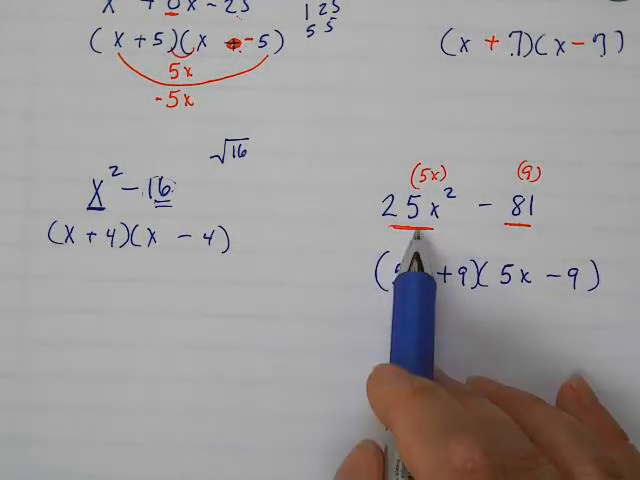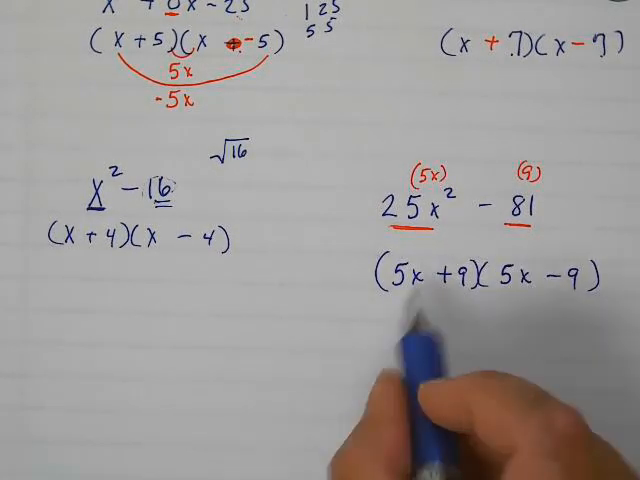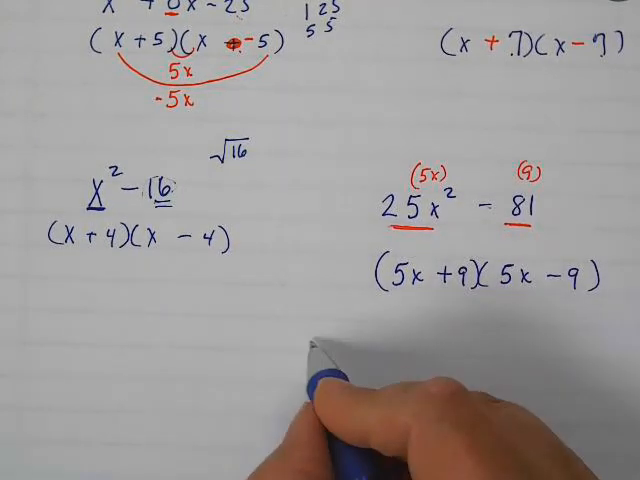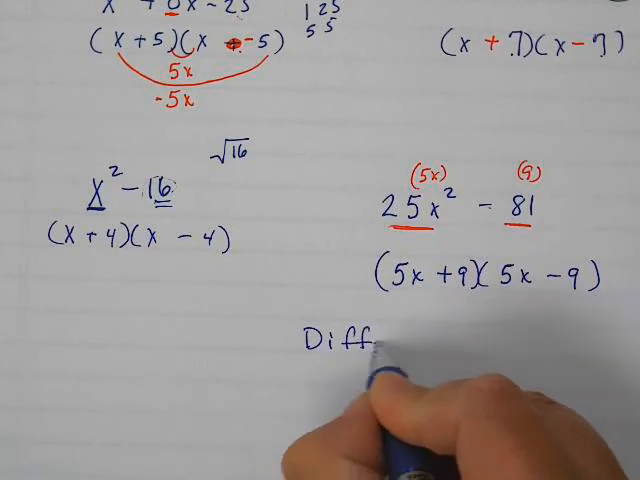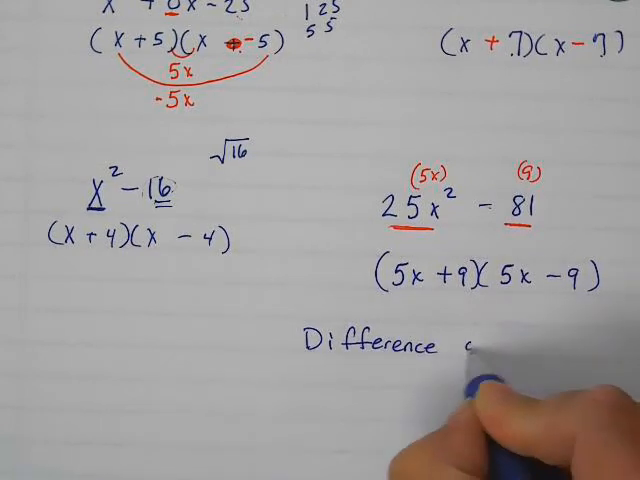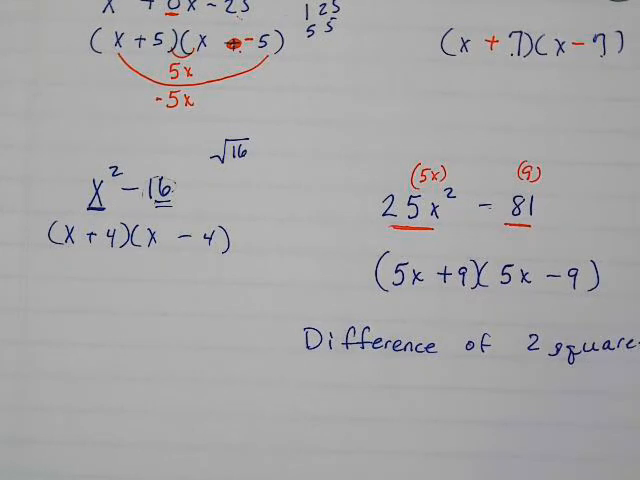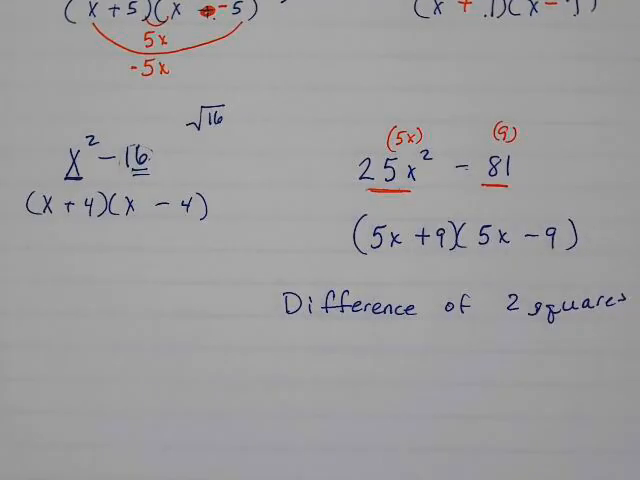Notice I have a square and a square. And what's the sign in between? Subtract. So that's why this one is the special case called the difference of two squares. Because we have a square that we're subtracting.